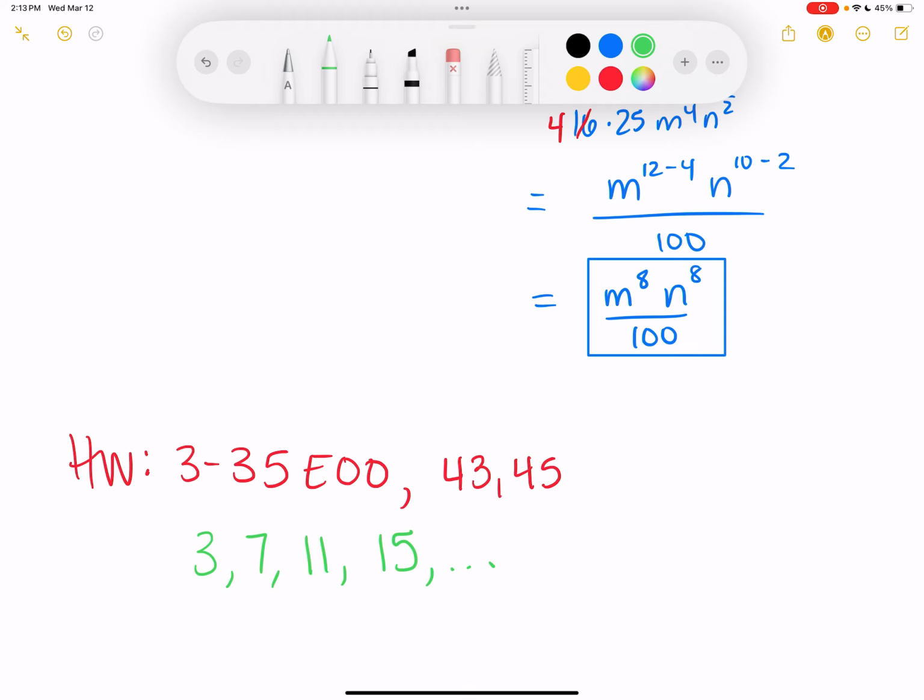Fortunately, the way these work is it's pretty much straight down a column. So it's like 3, 7, 11, 15, they're all stacked on top of each other. Then you have to do 19, and then you start 23, 27, 31, 35. They go down like a column, so it's kind of easy to see. And then 43 and 45 are just separate, the harder ones like what we just did.